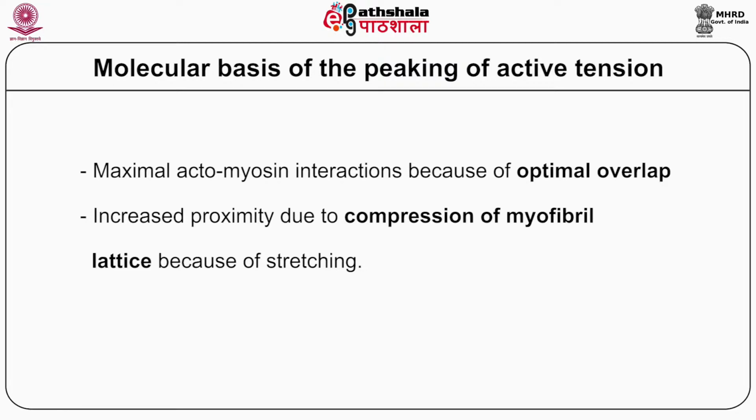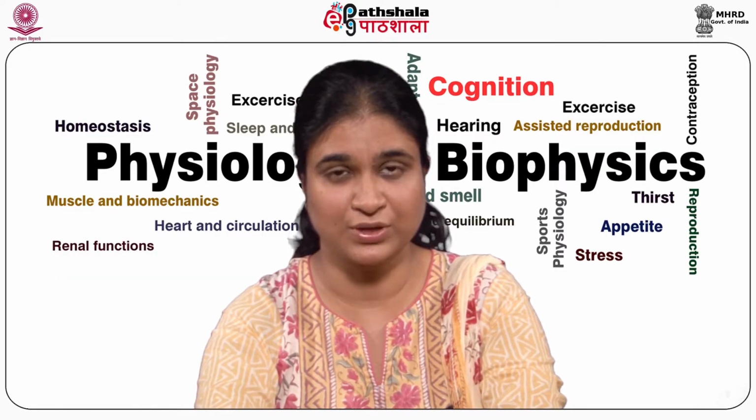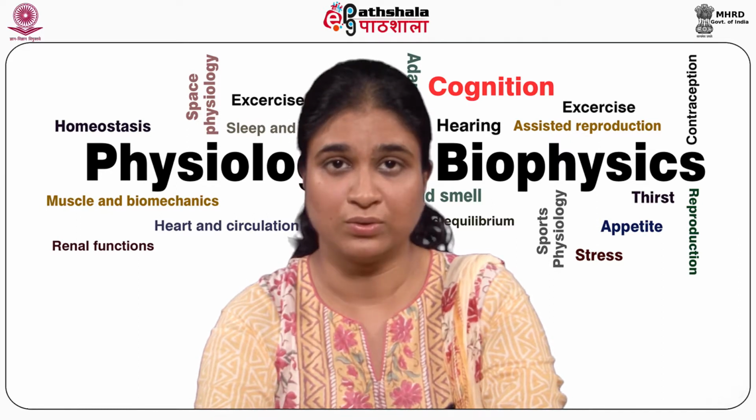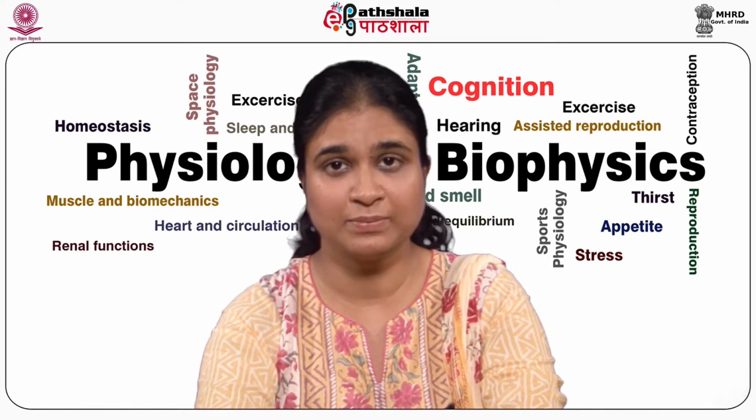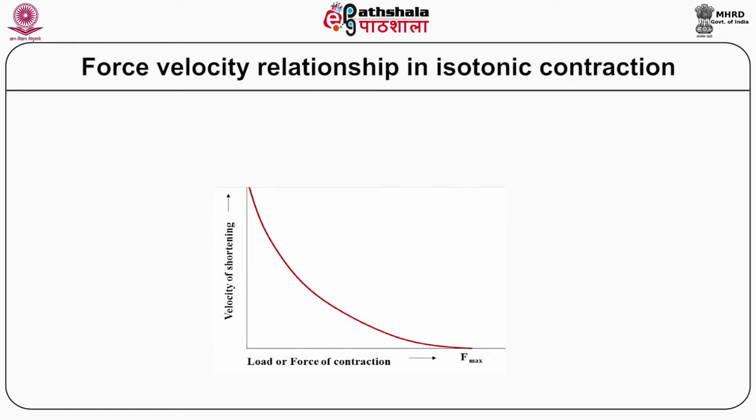The molecular basis of the peaking of active tension at 1.2 L has been attributed to the attainment of maximal actomyosin interactions because of optimal overlap and increased proximity due to compression of the myofibril lattice because of stretching.